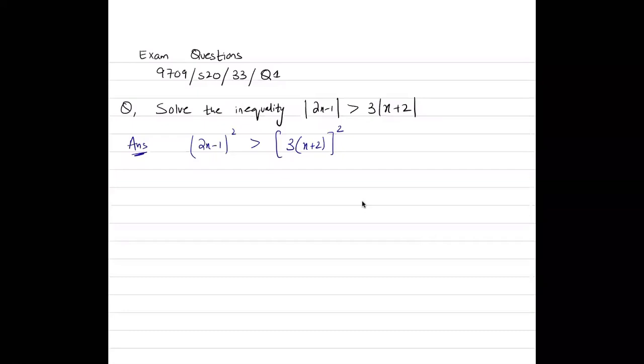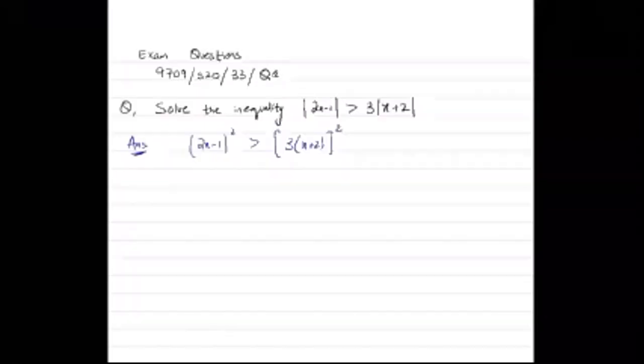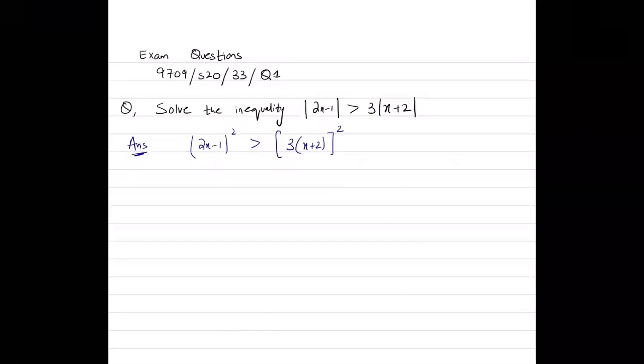I got minus 7 upon 5 and minus 5. Now I'm just checking to see which ones are right and which ones are wrong. All right. What are your intercepts? Minus 7 over 5 and minus 5.